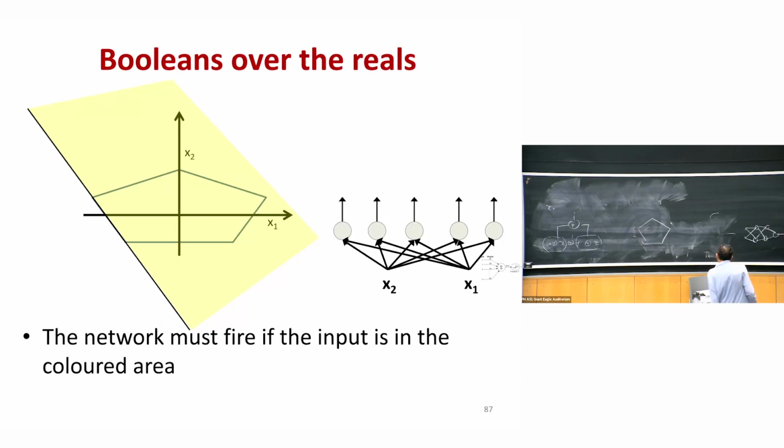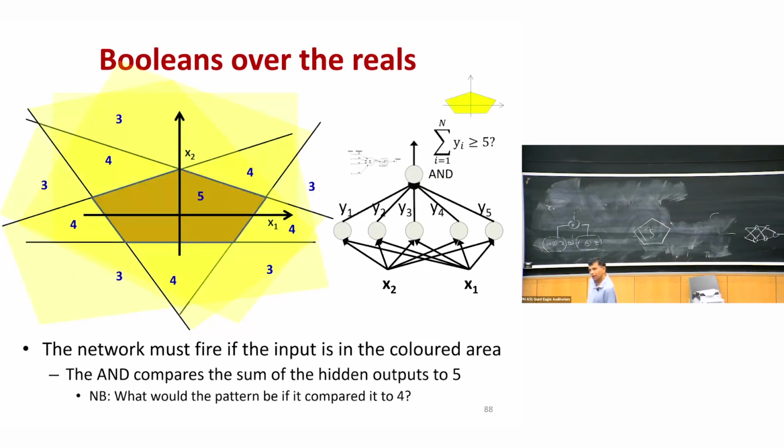So what is the sum of the outputs of all 5 neurons inside the pentagon? 5, right? What is the sum outside? Is there any region outside where the sum is 5? No. So that's why we can just compute a threshold of 5, compare the sum to a threshold of 5, and you get the pentagon decision boundary.